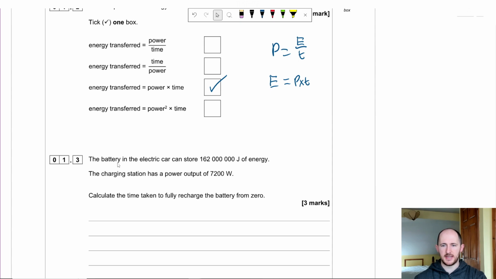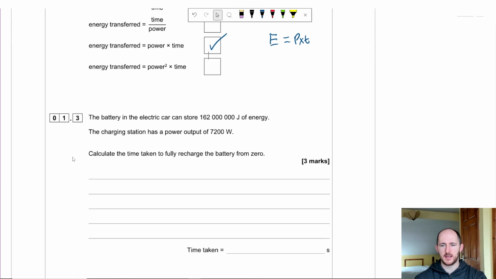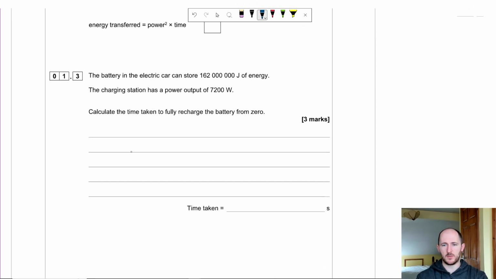And lastly, the battery in the electric car can store 162 million joules of energy. The charging station has a power output of 7,200 watts. Calculate the time taken to fully recharge the battery from 0. For 3 marks, that's a lot of marks. All you need to do is use the equation we just did. So P equals E over T. This is the amount of energy transferred per second. It needs 162 million joules in total, and it does 7,200 joules per second. So the time taken is just energy over power.